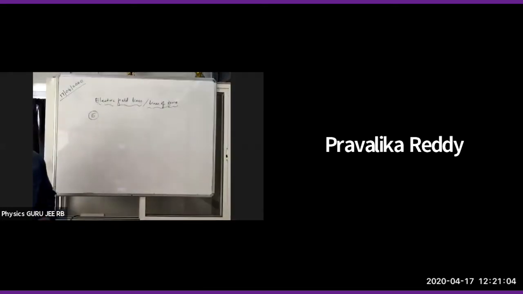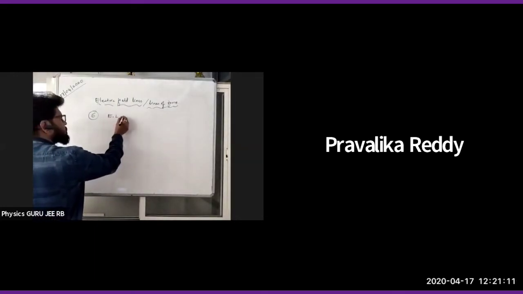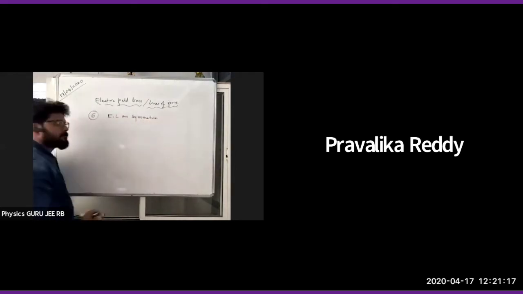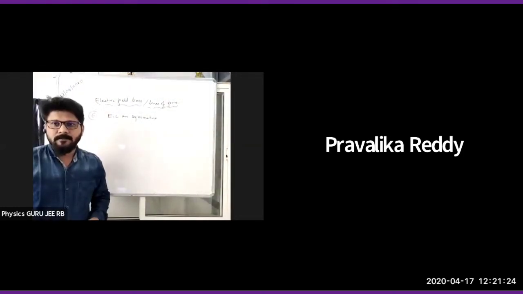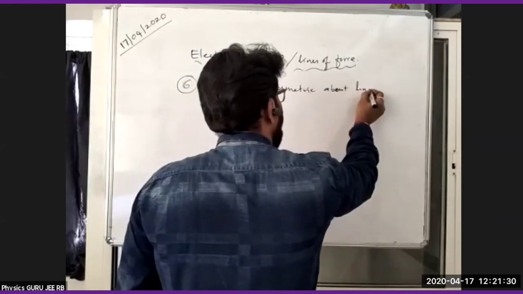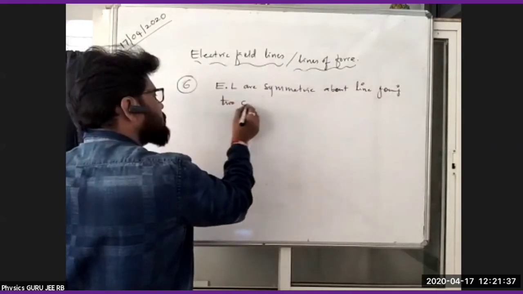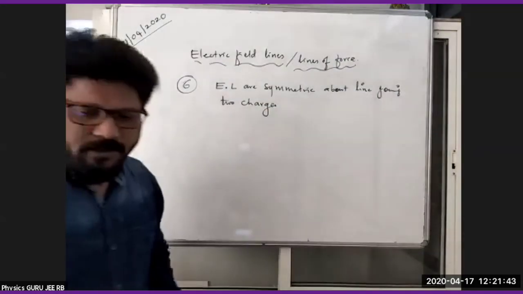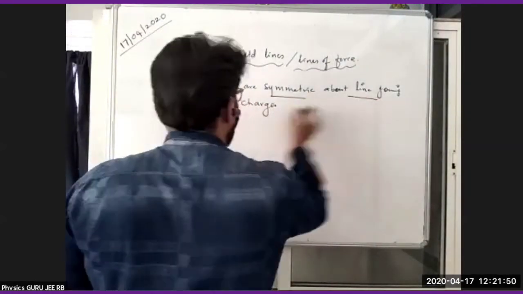Let us take: the field lines are symmetric. Field lines, or electric lines, are symmetric about the line joining 2 charges. So what is the meaning of this? Let us see. What is the meaning of "about the line joining 2 charges"?